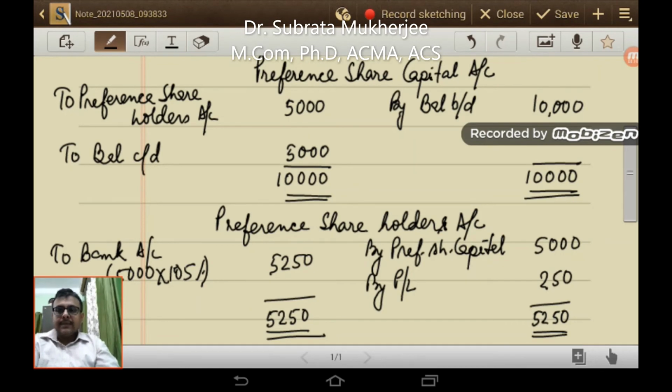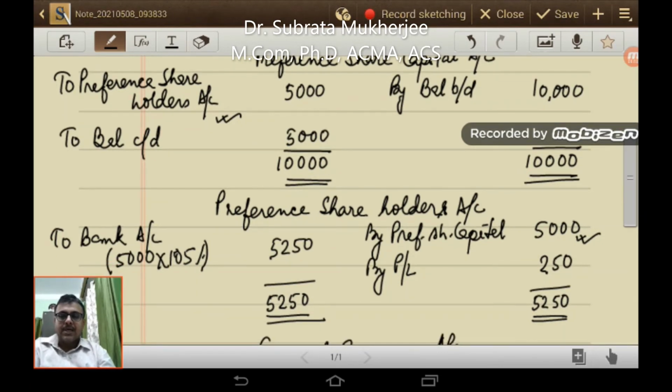Now regarding the next item in the additional information, the preference shares were redeemed at 105%. So preference share capital account debit to preference share holder account. So the balancing figure in the preference share capital I have transferred to preference share holder account. And in preference share holder account I have brought the balance from preference share capital as 5,000 and it has been redeemed at 5% premium. So preference share holder account debit to bank is 5,250. So 5,000 into 105% is 5,250. So this amount I will place in the application side in the fund flow statement.